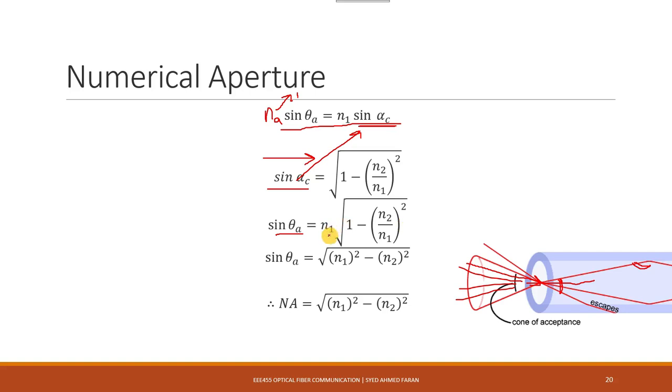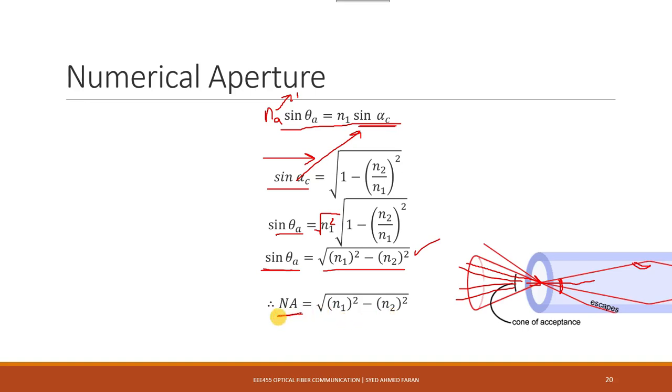Okay, so if you square this value and also take the square root, and now take this value inside the square root, this is the result that you will get. So sine theta a is equal to this value. We know that sine theta a is actually the numerical aperture. So this means that numerical aperture is actually the square root of n1 square minus n2 square.